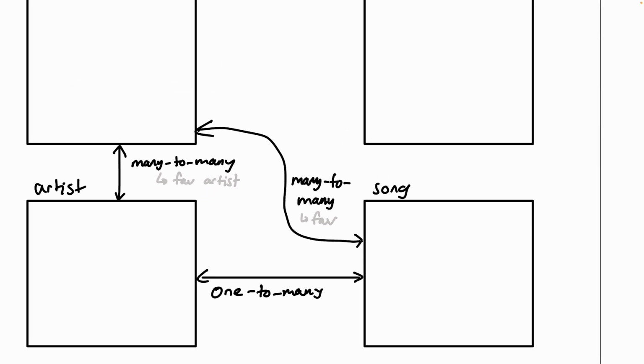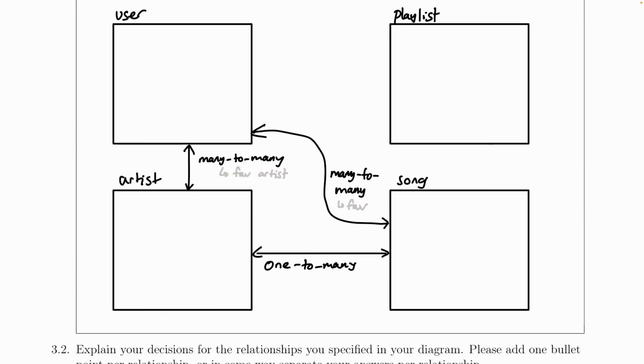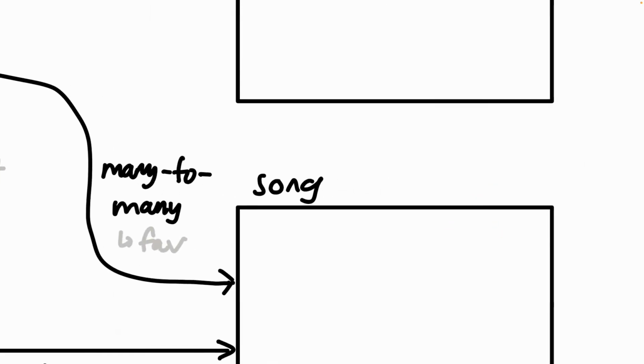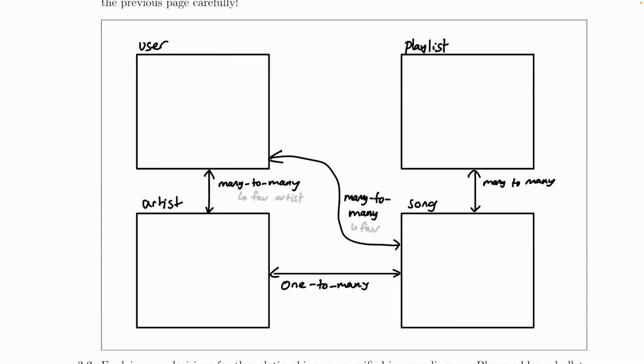And then I can think of a relationship between song and playlist. Well, of course, a playlist can have many songs in it, and one song can be part of many playlists. So it might make sense for a many to many to be here. Many to many relationship. All right.